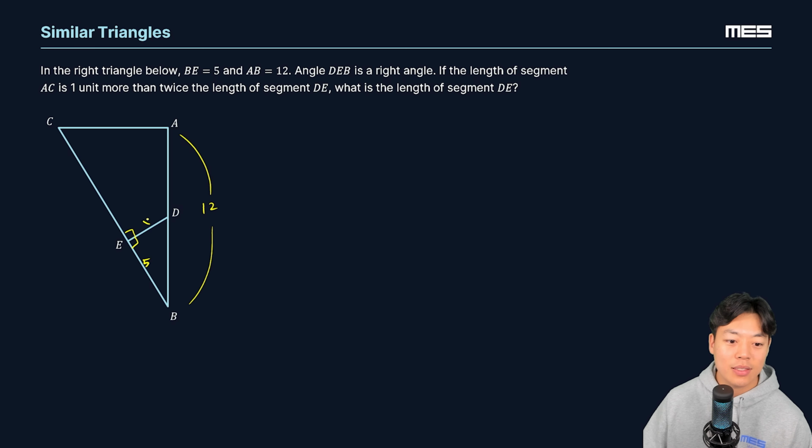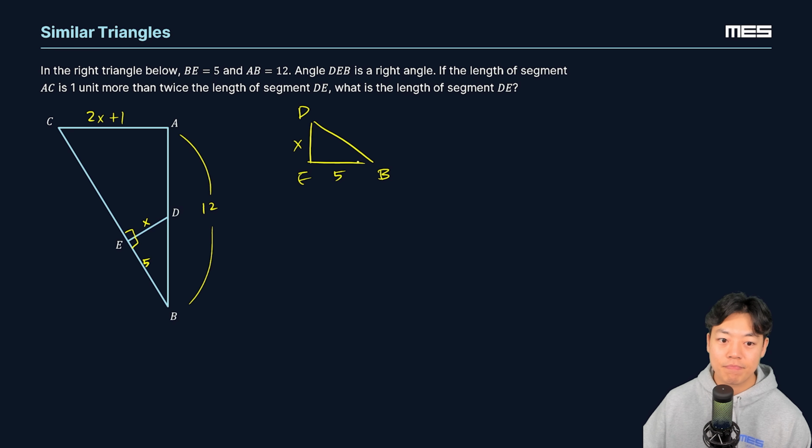So let's call this DE x. And so AC will be twice the length and 1 more than that. What is the length of segment DE? So I'm looking for what x is. Great. I'm glad I made DE into x. So let's draw that smaller triangle, DEB. I'm given x and 5.